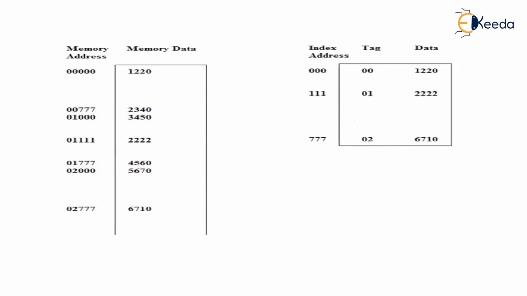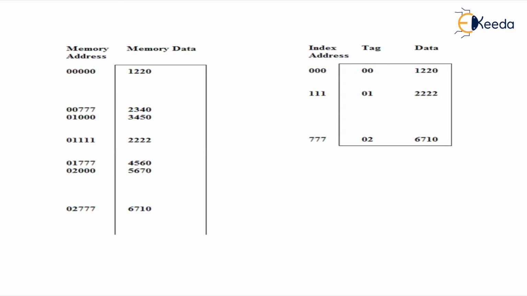Now this is a small example where you can consider the tagging of the memory address, memory data, index address, tag and data. So you have the memory address, which is in the form of five zeros. It consists of five zeros and is directly linked with your memory data. When it comes to the index address, it is directly linked with your tag as well as your data.